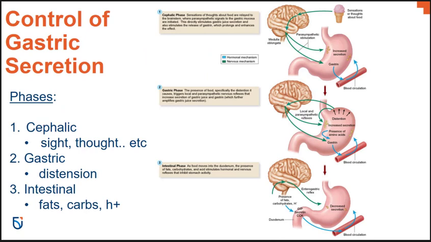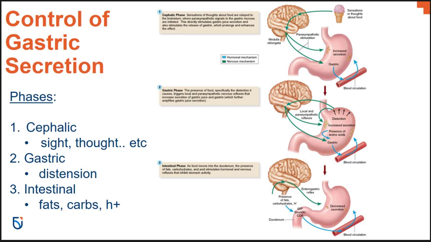Okay, let's now have a look at the control of these gastric secretions. Stimulation of gastric juice secretion occurs in 3 phases that are controlled by reflexes and chemical mechanisms. Because stimuli that activate these mechanisms arise in your head, your stomach, and your intestines, they're therefore called your cephalic, referring to head, gastric, and intestinal phases, respectively.